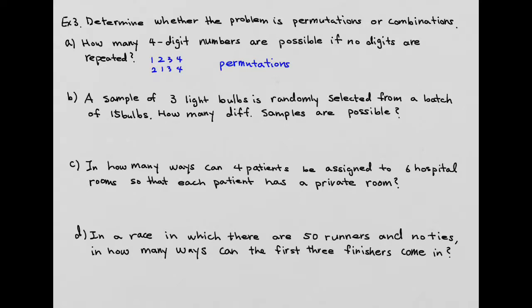What about example B? A sample of 3 light bulbs is randomly selected from a batch of 15 bulbs. How many different samples are possible? So when we're picking 3 bulbs, does it matter if we have bulb A, B, C or B, A, C? Is that going to be different? No, because this one is looking at it as a group of 3, right? So it doesn't really matter if I have ABC or BAC, the order of the bulbs. So order does not matter, and when order does not matter, it's going to be combinations.